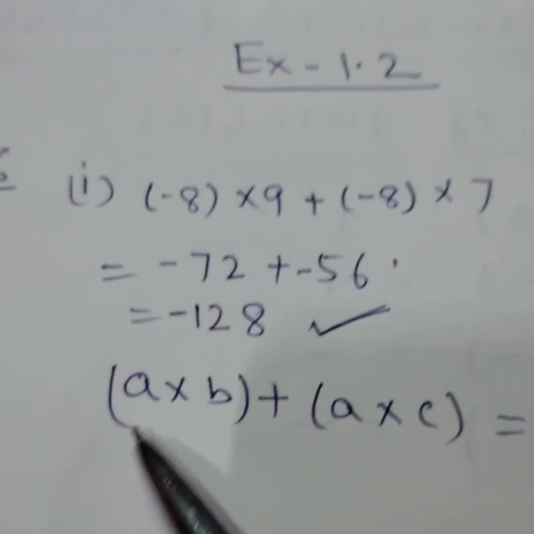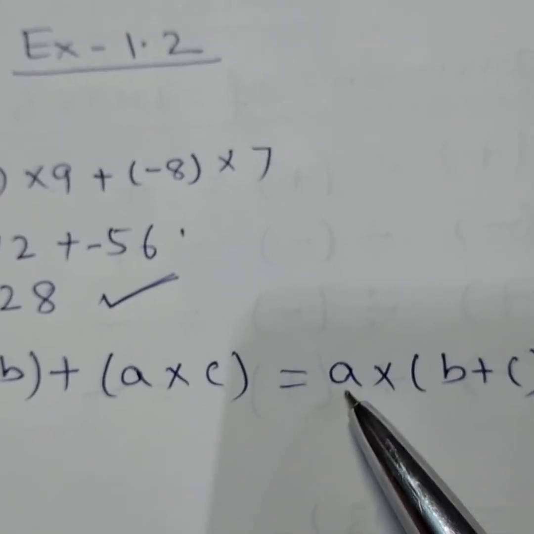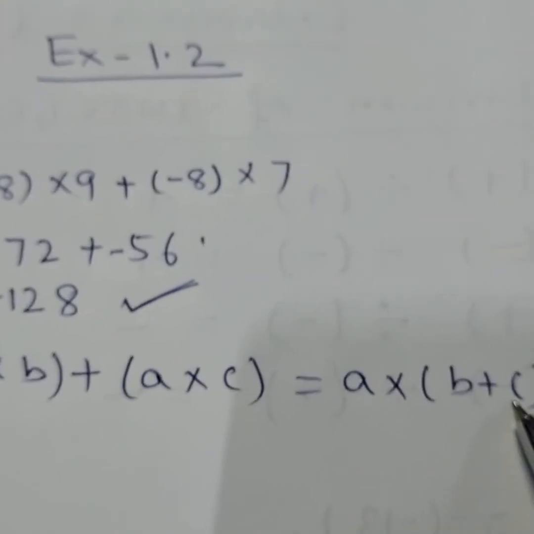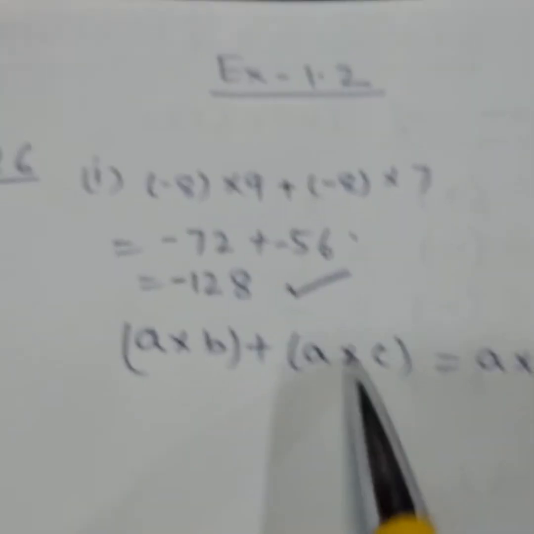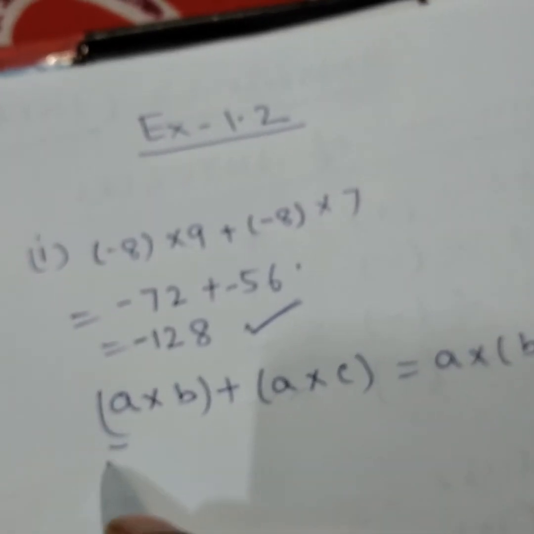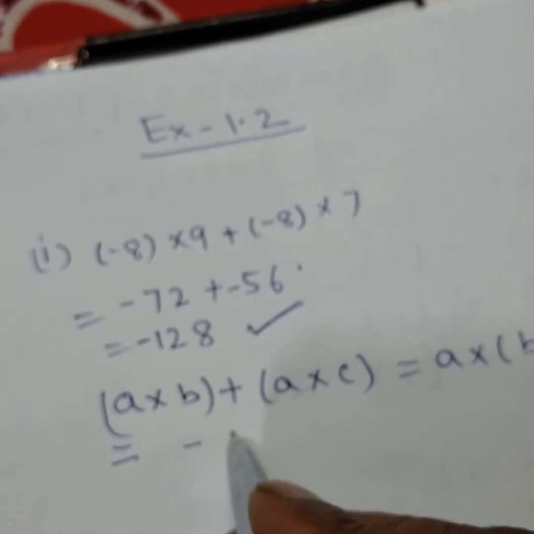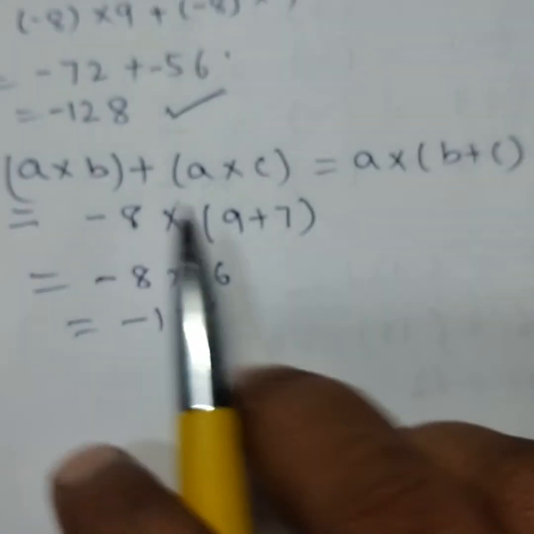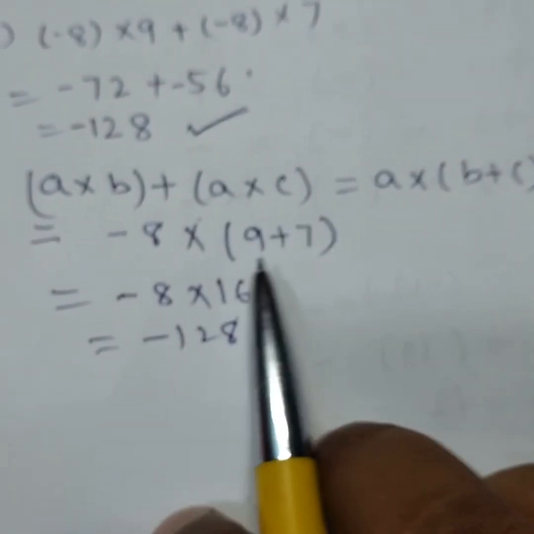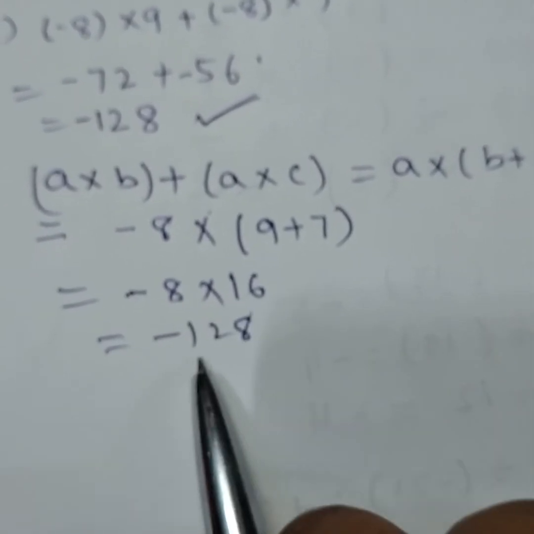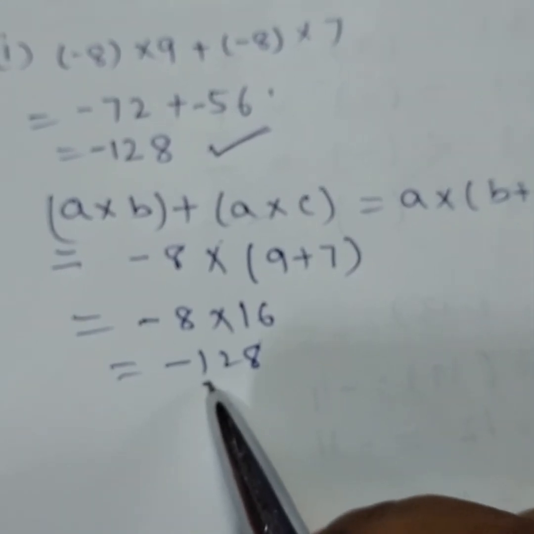What do we have to do? We have to take a common, and write into b plus c. This is the method of the distributive law of addition. In this way, children, minus 8 into 9 plus 7. 9 plus 7 is 16. And if we multiply with minus 8 into 16, we get minus 128.